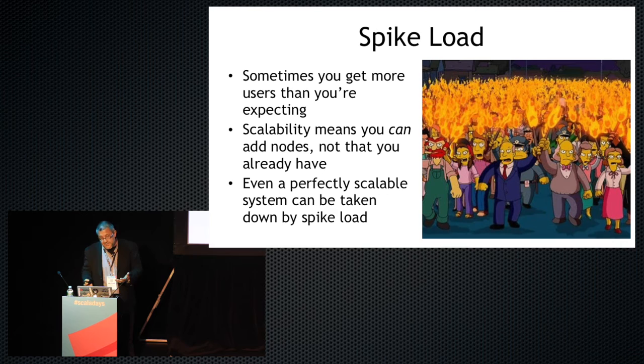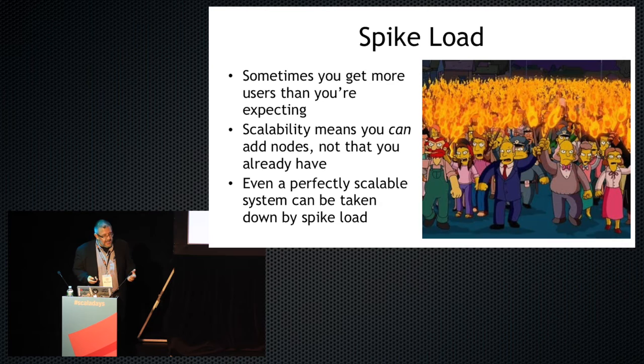Scalability means you can add resources, not that you already have. So there's nothing actually inherent about scalability that says I can handle spike load. I might have an incredibly scalable system. I can add integers as fast as anything. But now all of a sudden there's a whole lot more people trying to add integers than I expected. I still go down. I've got an incredibly scalable system, but that doesn't mean I have scale. I still need the ability to add those resources when load starts to go up. Again, the importance of monitoring, which we'll talk about later. So the moral is, even a perfectly scalable system can be taken down by spike load.